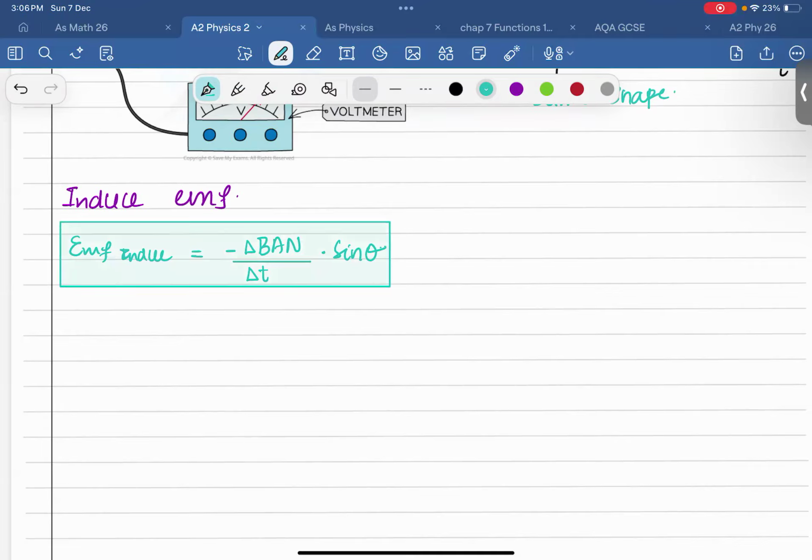Over here on the top we have the magnetic field, area, and the number of coils or the number of turns, N. And the delta t represents the change in time.